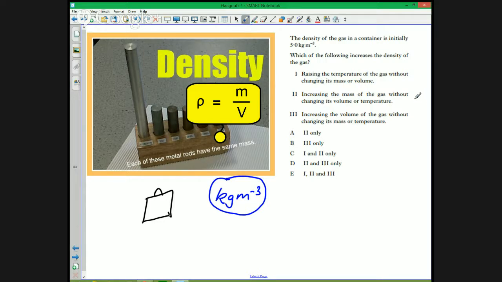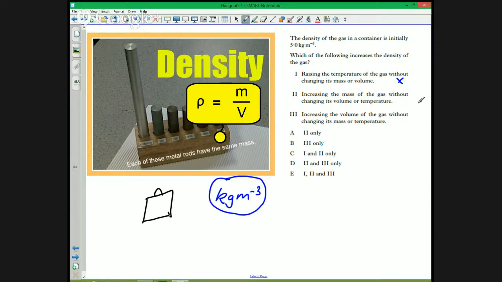Okay, let's go. Raising the temperature of the gas without changing the mass or volume. Well, I haven't changed the mass and I haven't changed the volume. There's definitely no mention of temperature there, so that one's wrong. It's not going to increase the density. In fact, the density is going to stay the same. So number one is false. Move on to the next one.